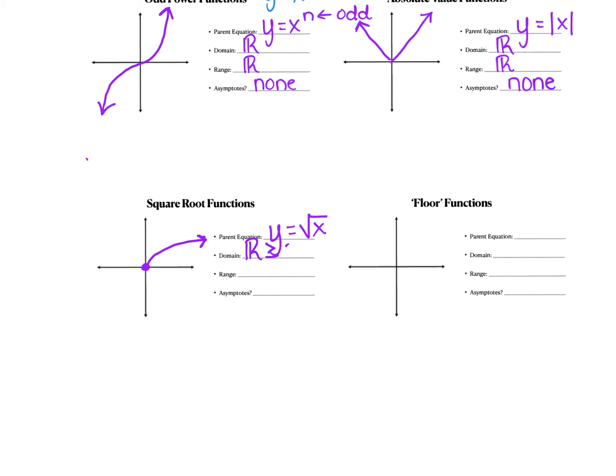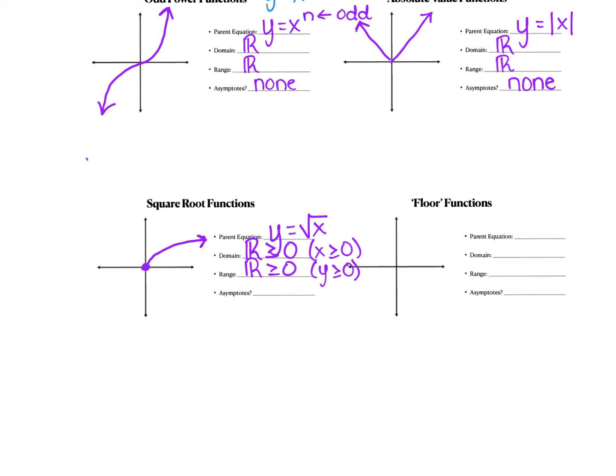This graph has quite a few restrictions. It's all real numbers greater than or equal to 0, all real numbers greater than or equal to 0. And again, you could use x and y here. So you could say x is greater than or equal to 0, y is greater than or equal to 0.